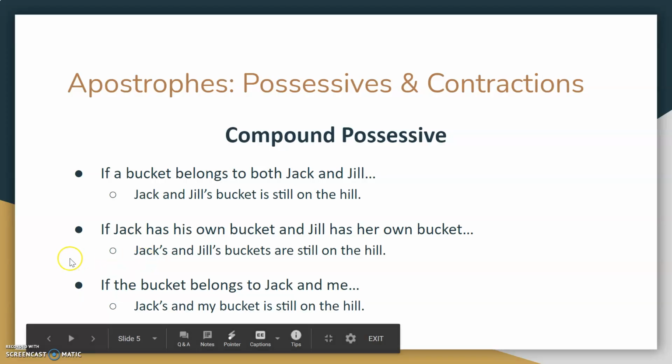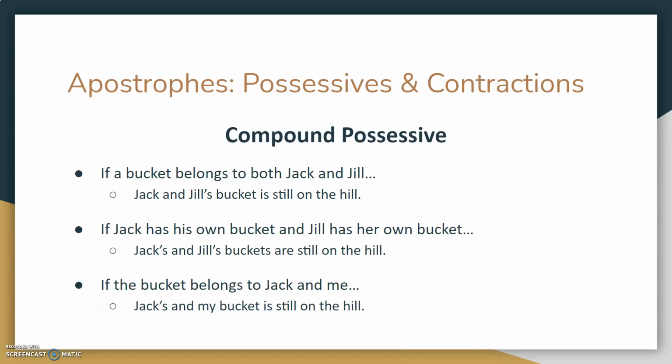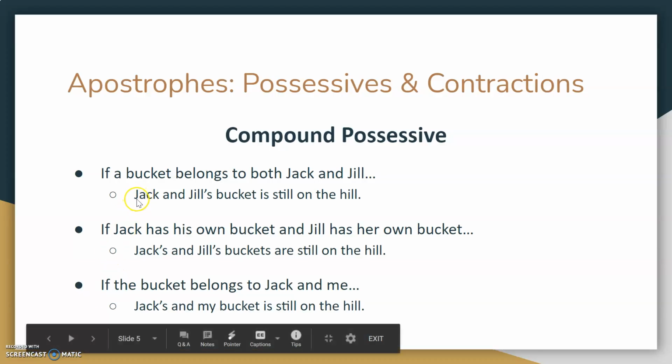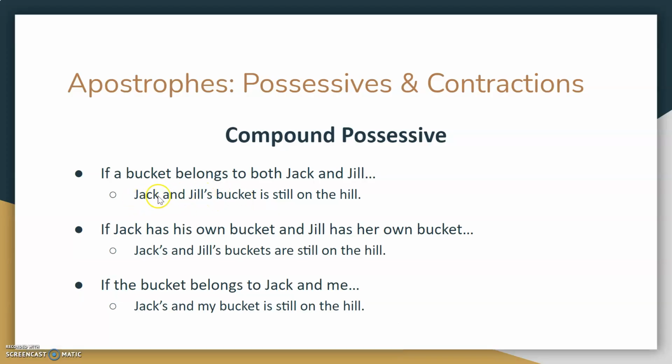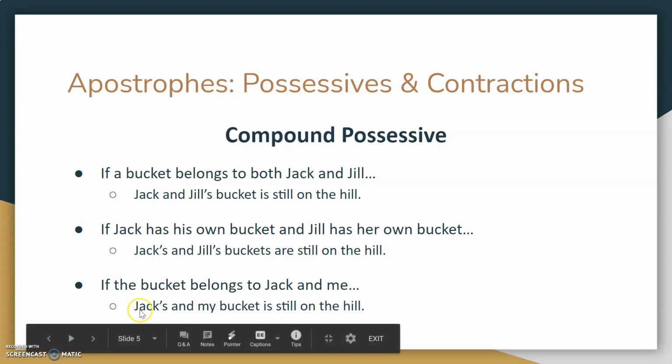Okay. The weirdness, I think, comes in, what if the bucket belongs to Jack and me? What if Jack and I own a bucket together? Could we do this like up here where two people own one object and so we treat those two people as one possessive noun, Jack and Jill's? That would make Jack and my's. That's not okay. Hopefully you can hear that's wrong. So if you are one of the owners, you're going to do Jack's and my.